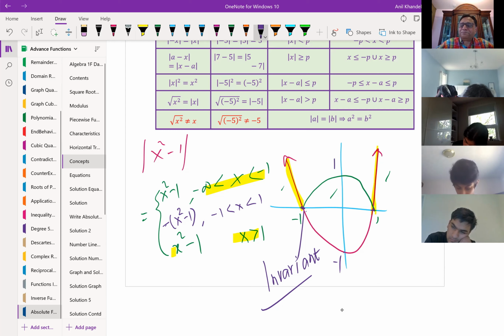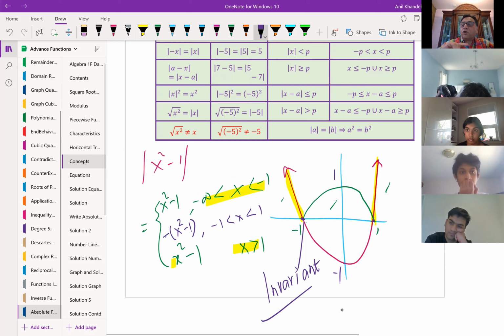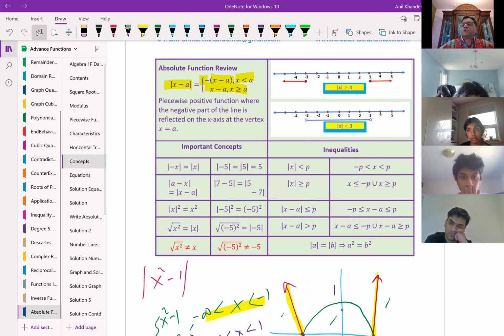Is this clear now? Slightly tricky. And that is the reason why it is the least understood part of advanced functions. You're getting it right? It is not easy. We are going to visit this again and again many times because in all the chapters, we will get absolute function combination. Okay. Now, let me also get to inequalities at this stage.